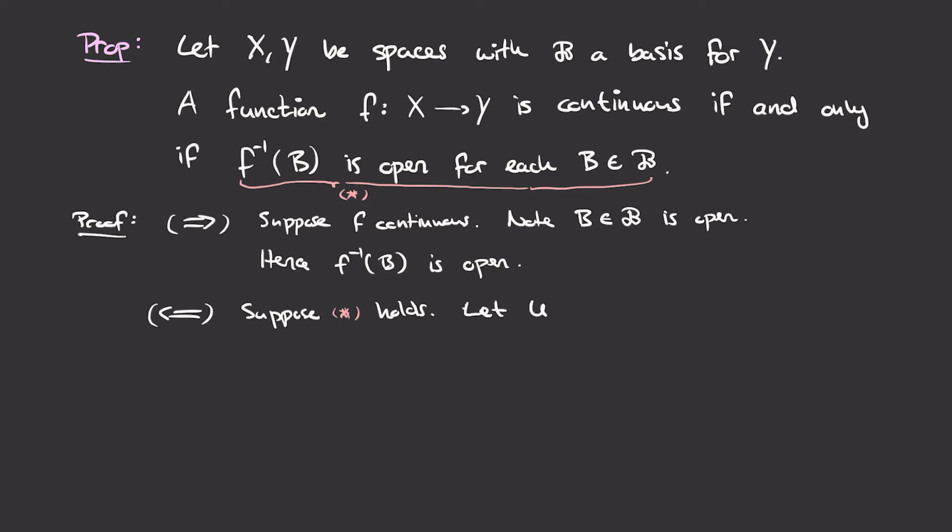So we let U be some open subset of Y. We observe that because B is a basis, we can write U as a union of basis elements. So we are able to write U as some union over basis elements Bi. And now we can consider the preimage.